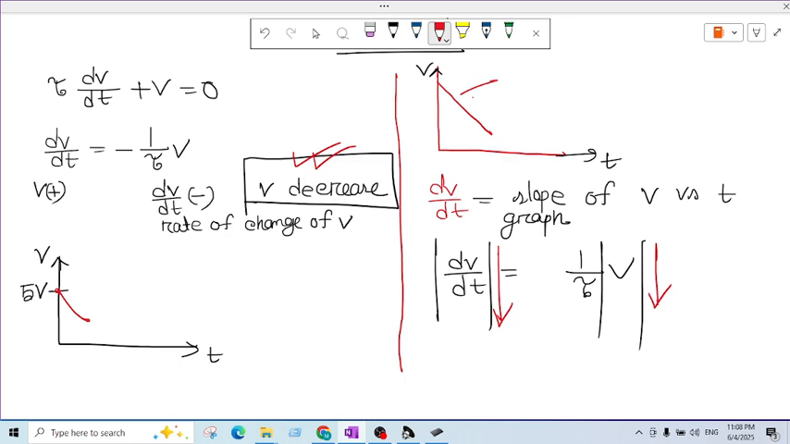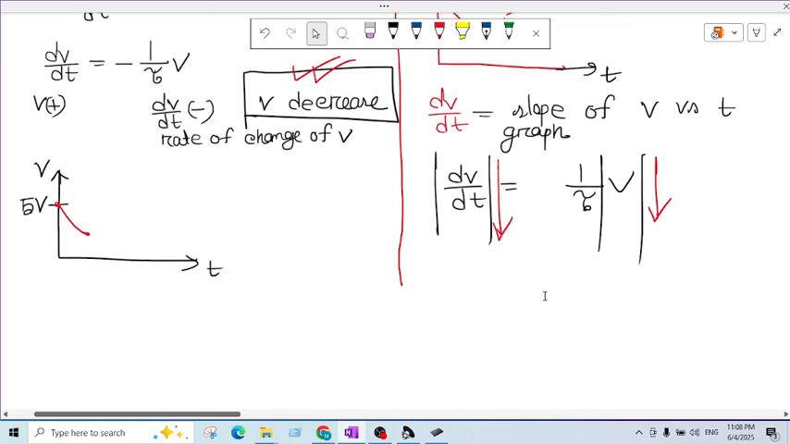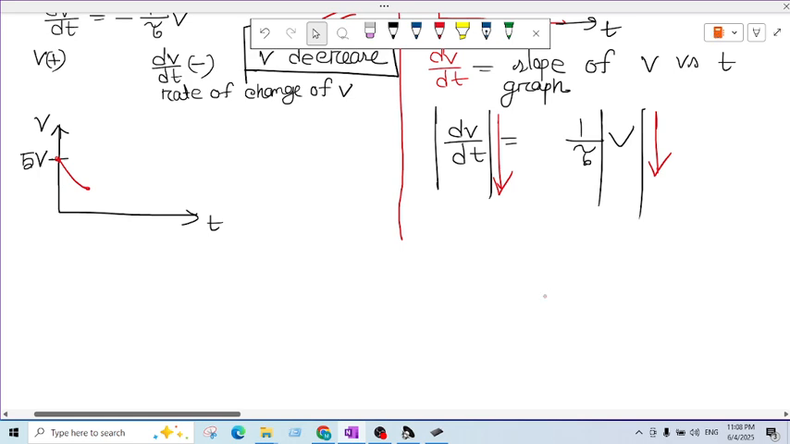We know that for a linear graph the slope must be constant. If this graph is linear, the slope must be constant, but the equation says the magnitude of slope is decreasing. The graph says slope is constant, but the equation says the magnitude of slope is decreasing. That means this graph doesn't represent this equation. Now let's see whether my equation represents this graph.